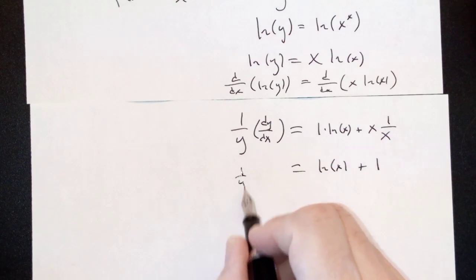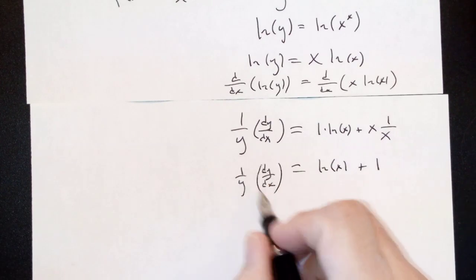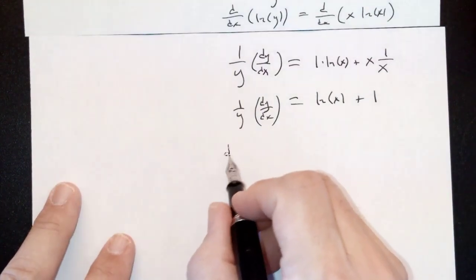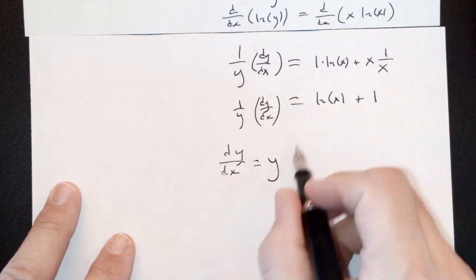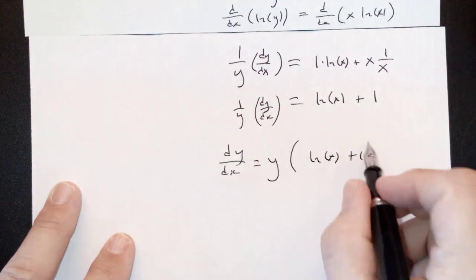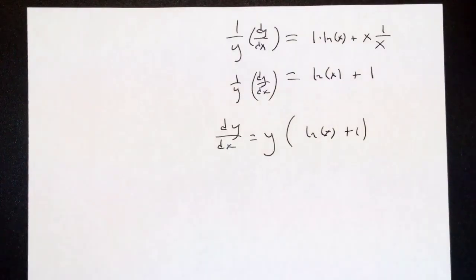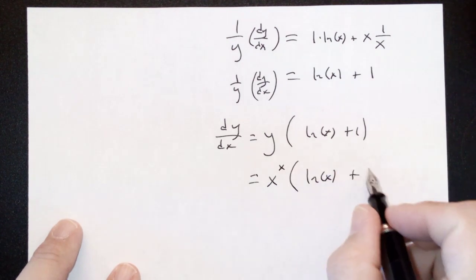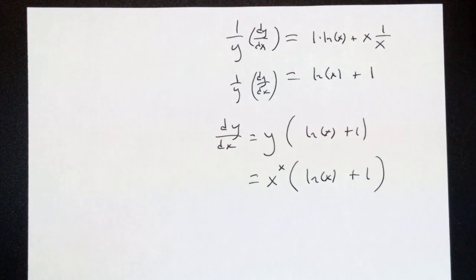But over here, I still have 1 over y times dy/dx, and my goal is to find dy/dx, so I need to move the 1 over y. So I get dy/dx is y times (ln of x plus 1). Ew. I started with an explicit function. I want to end with an explicit derivative. What's y? Ta-da!